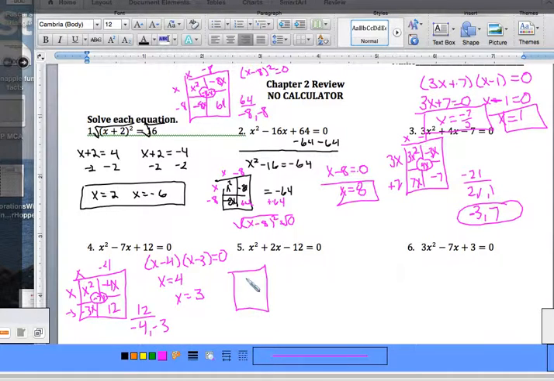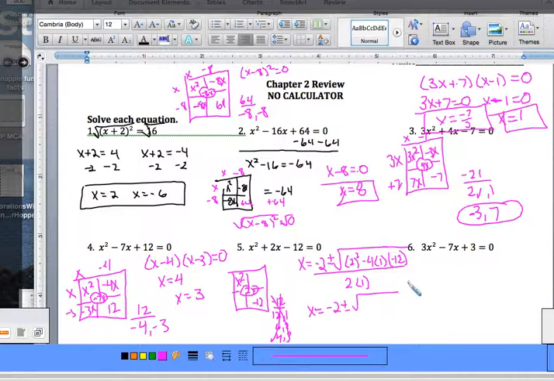Alright, I'll try factoring on this next one. X squared, 2x, negative 12. So what multiplies to negative 12? 12 and 1, 6 and 2. Well, that's not going to work because none of them work. So we could try the quadratic formula. X equals the opposite of b plus or minus the square root of b squared minus 4 times a times c, all over 2a. So let's see, negative 2 plus or minus the square root.